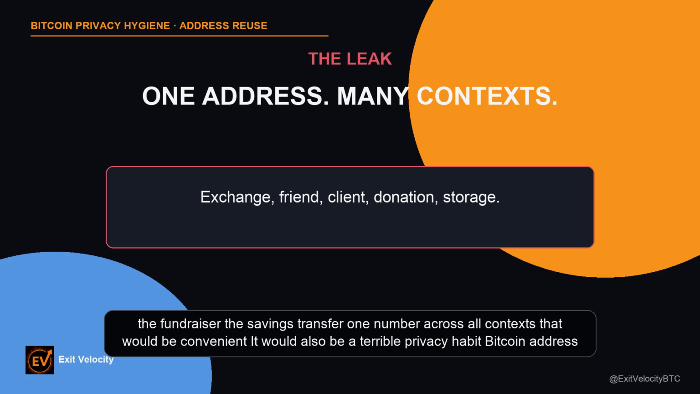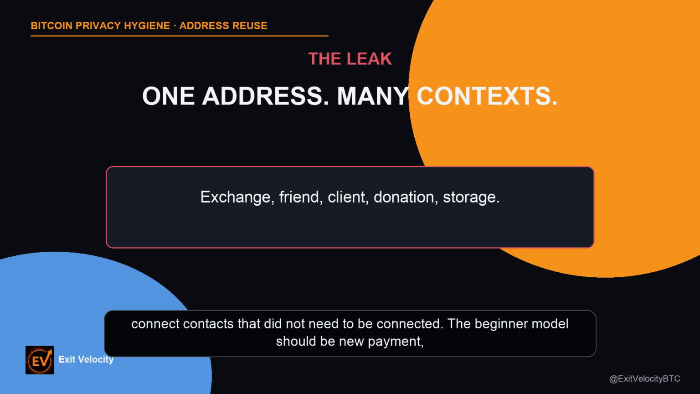Here's the simple analogy. Imagine every receipt in your life had the same customer number printed on it: the coffee shop, the paycheck, the medical bill, the fundraiser, the savings transfer, one number across all contexts. That would be convenient. It would also be a terrible privacy habit. Bitcoin address reuse is similar. A reused address makes it easier for observers to connect contexts that did not need to be connected. The beginner model should be new payment, fresh address whenever possible. Same wallet, different receiving destination.